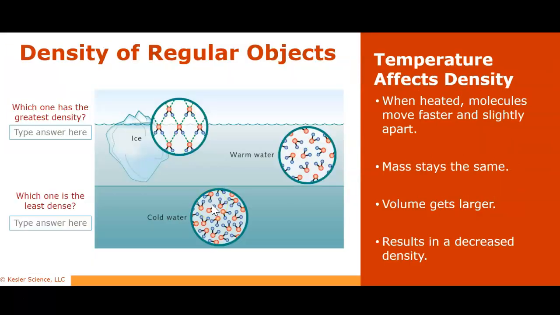Temperature does affect density. When heated, molecules move faster and slightly apart. So the mass will stay the same, but the volume will get larger, and it results in decreased density. So you're going to look at these 3 pictures. You're going to look at which one has the greatest density and which one is the least dense.